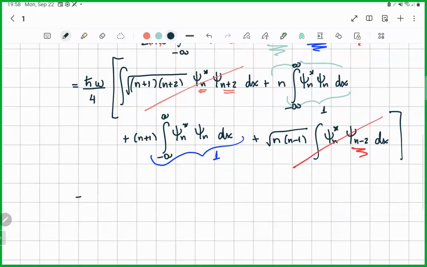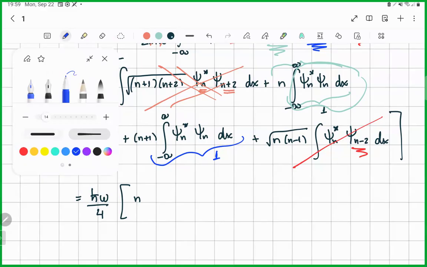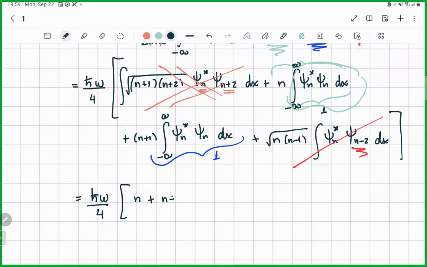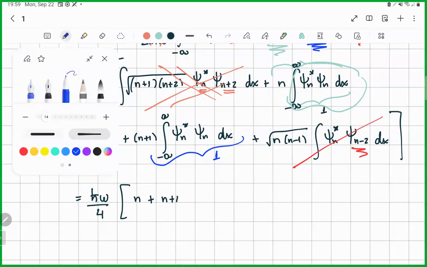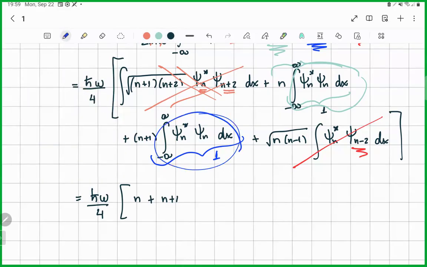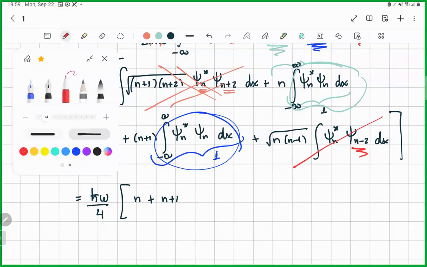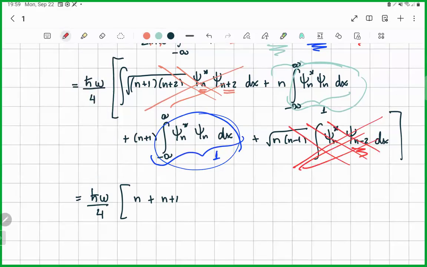What survives is... the first term was gone. The second term gives us n, because by normalization, this whole thing is just 1. The third term gives us n plus 1, because by normalization, this thing is just 1. And the last term is 0. So that's all that survived.